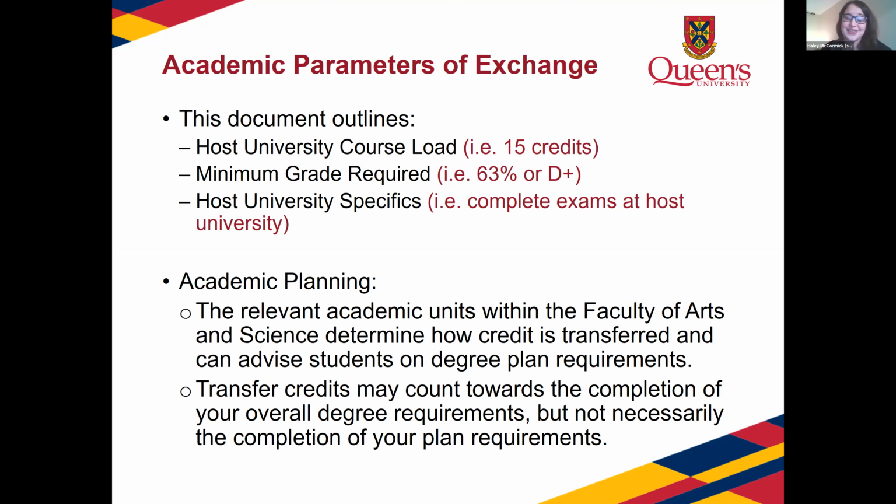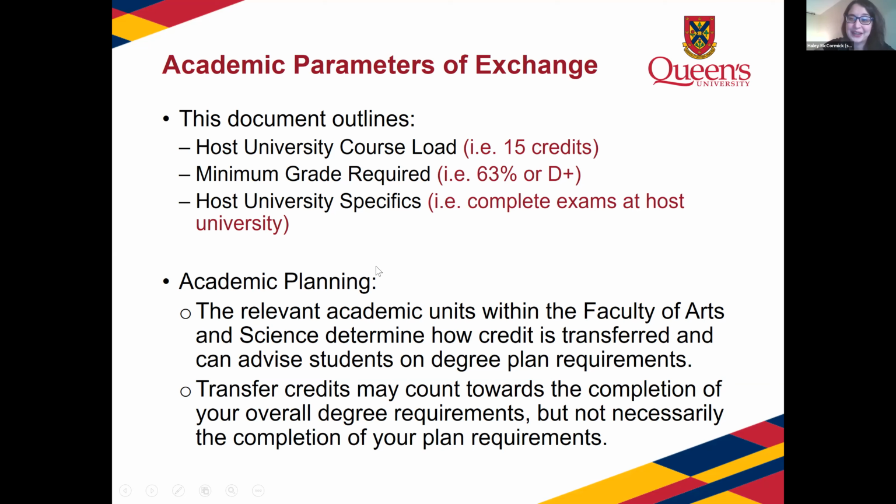And then in the burgundy or red brackets here, we have an example from Korea University. So at that university for a single term, a student would have to complete 15 credits in order to be eligible to transfer back those 15 units in transfer credit at Queen's. The other thing we will tell you is the minimum grade that we require you to earn in your classes when you are abroad on the program.